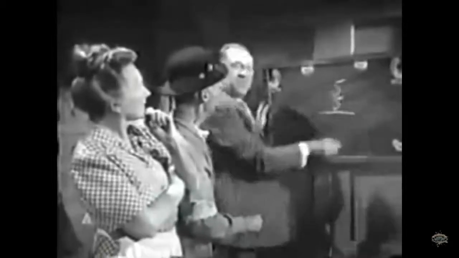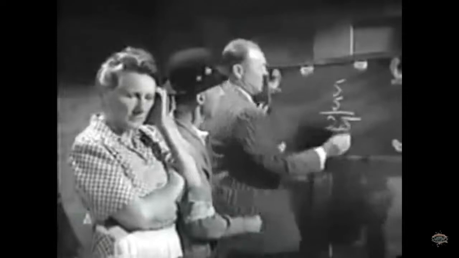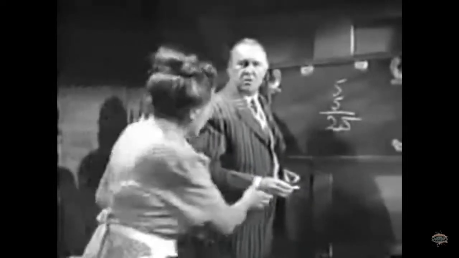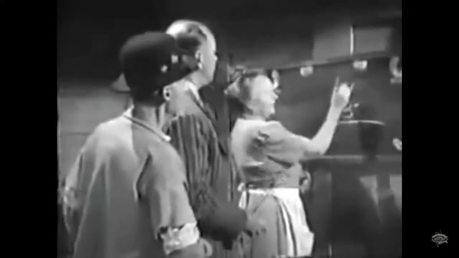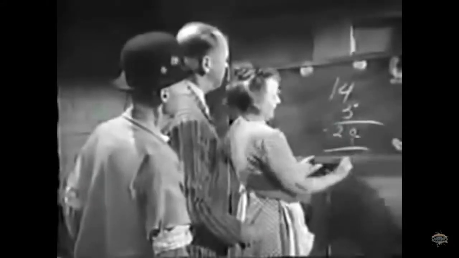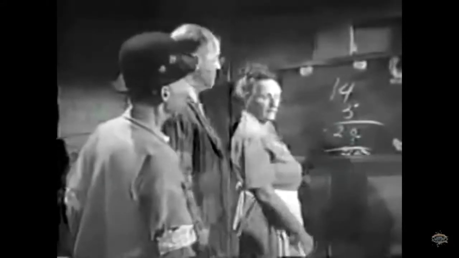5 times 5. 5 times 5 is 25. Well, I'm surprised you're learning. Huh? I'm surprised that you're learning. Now I'll show you. 5 times 14 is 25. 5 times 4 is 20. 5 times 1 is 5. 25. That's it. No, look, Ma.